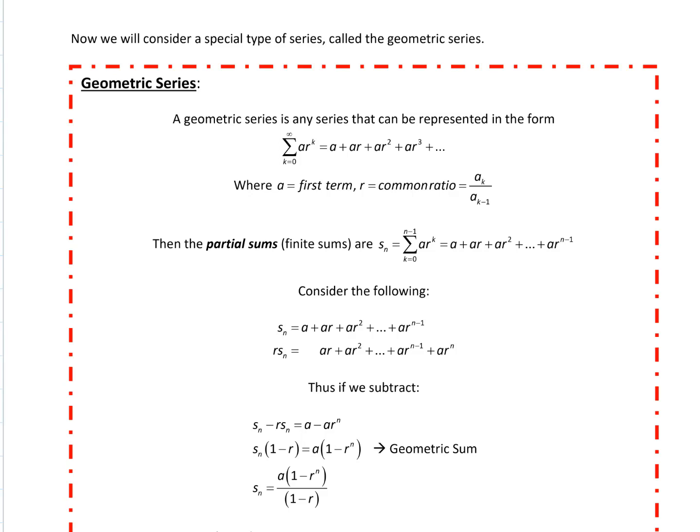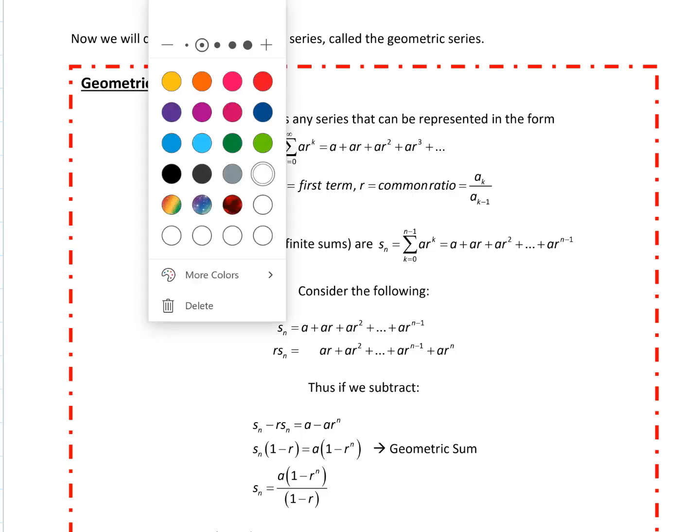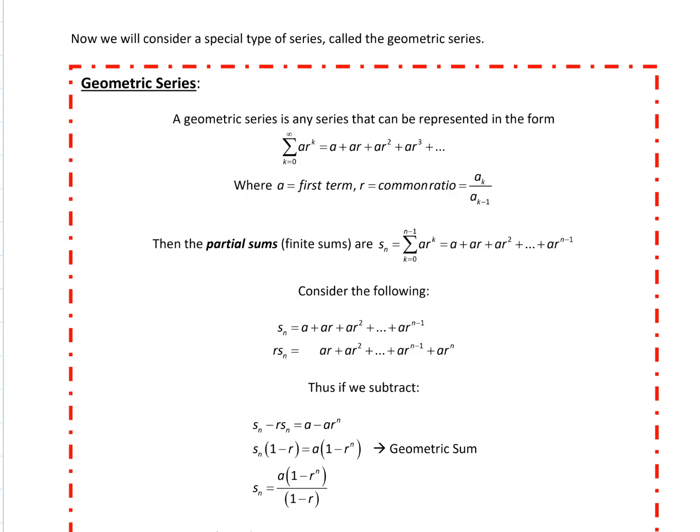So it's going to look like a plus a times r plus a times r squared plus a times r cubed, and so on and so forth, where a is the first term and r is the common ratio. Just one note here I want to add in. Sometimes we express this with the index starting at 1 rather than at 0. So this could be expressed as the sum from k equals 1 to infinity of a times r to the k minus 1. We can use any variable we want for the index, but we're using k here.